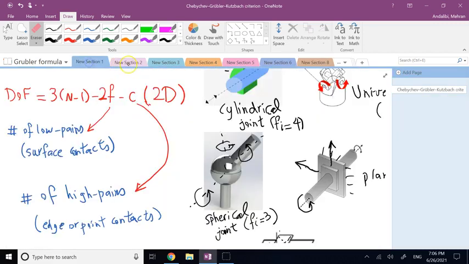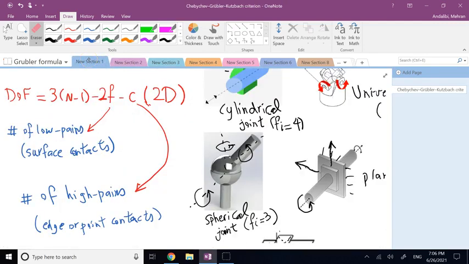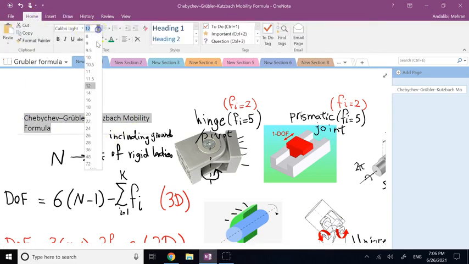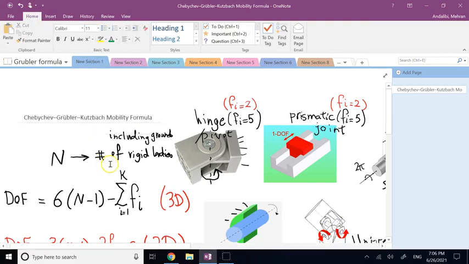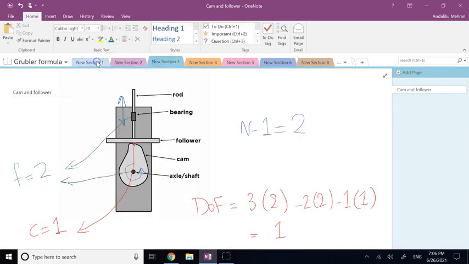Okay, so hopefully I told you enough about the meaning of degree of freedom for a system of rigid bodies, which we call the Grübler's formula, or called Chebychev-Grübler-Kutzbach mobility criterion. And let me call it mobility formula. Maybe this is a little bit easier to understand. Okay, and you learn about different constraints and how to work out a system of rigid bodies.